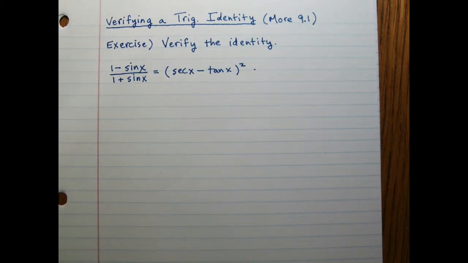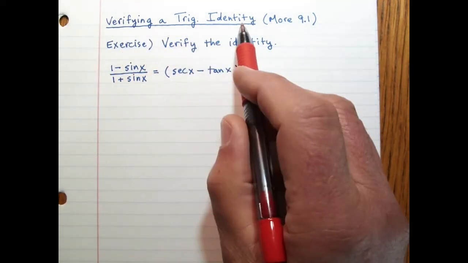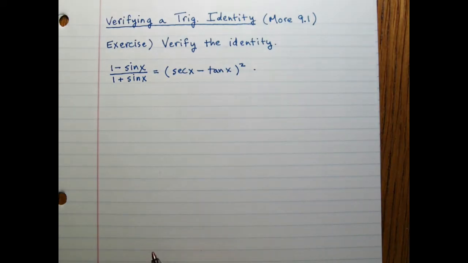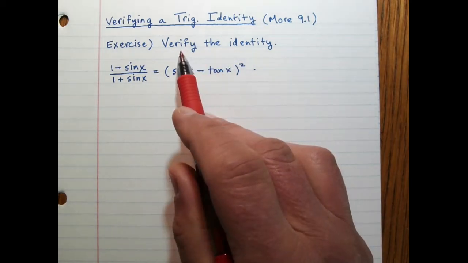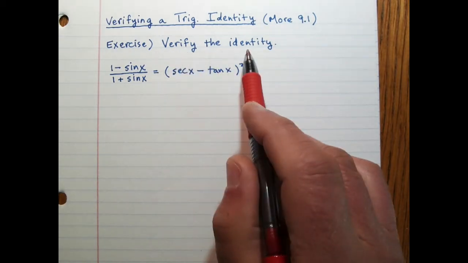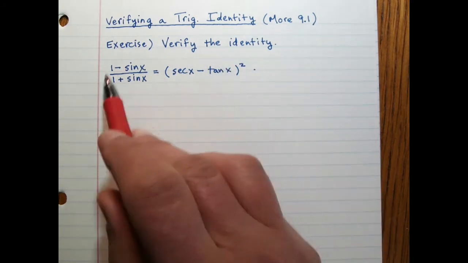We are continuing with the material from section 9.1 on trig identities, and we're going to look at an exercise that involves verifying a trig identity. And so let's talk about exactly what this means. So the instructions for our exercise are just that: verify the identity. And the identity that we're looking at is this equation.